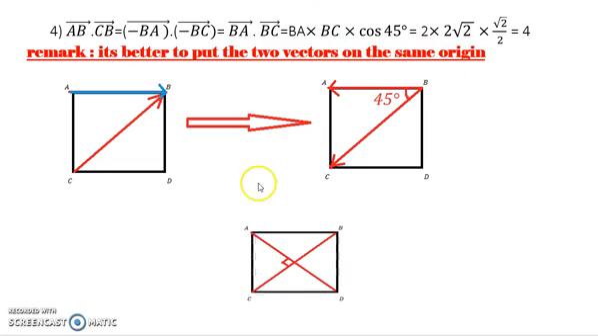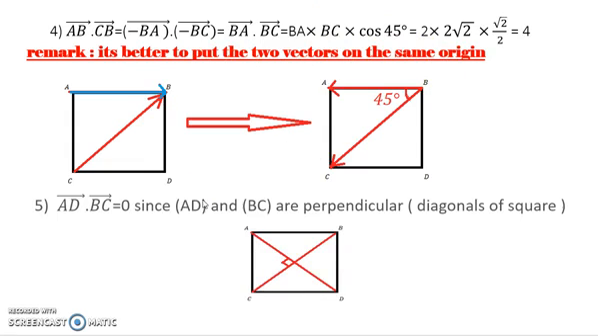Question 5, the final question: we need to calculate the dot product of AD and BC. We find that these two vectors are perpendicular since they are diagonals in a square, so the dot product of these two vectors is equal to 0.